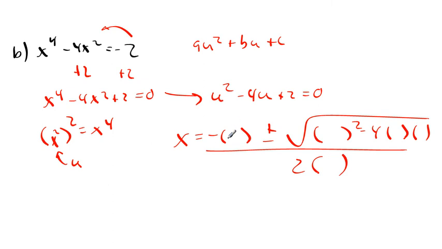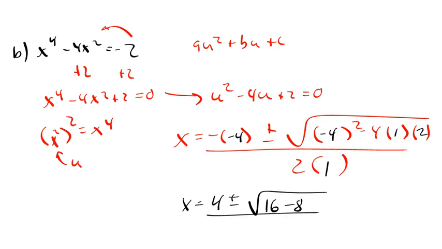So our value of b right here is negative 4. Negative 4 squared, times a, which is 1, times c, which is 2, and then 2a, which is 1. All right, let's go ahead and simplify this. So x equals negative and negative, positive 4, plus or minus the square root. Negative 4 squared is a positive 16, because negative 4 times negative 4. 4 times 1 times 2 is 8. So minus 8, all over 2.